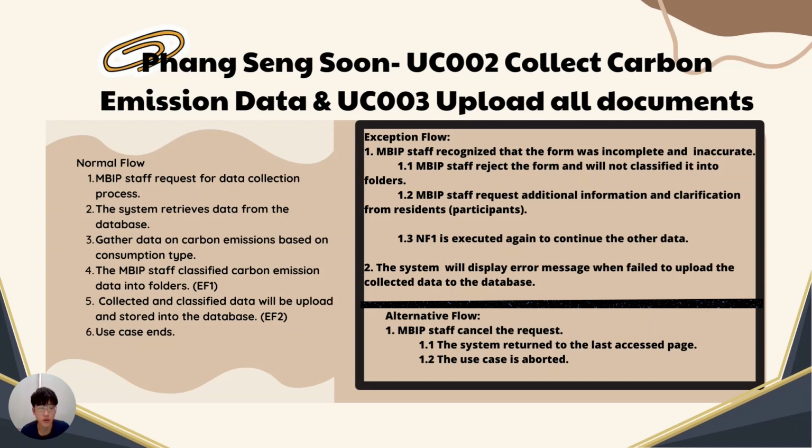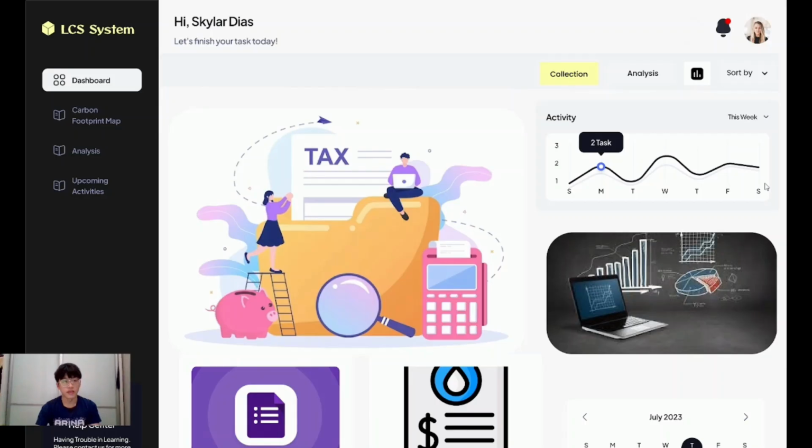Now I'm going to show you the prototype of these two use cases, use case 002 and use case 003. This prototype that I designed is basically for use case 002, correct carbon emission data, and use case 003, upload all the documents. This prototype is for the admin view only, which is for the MPP staff only.